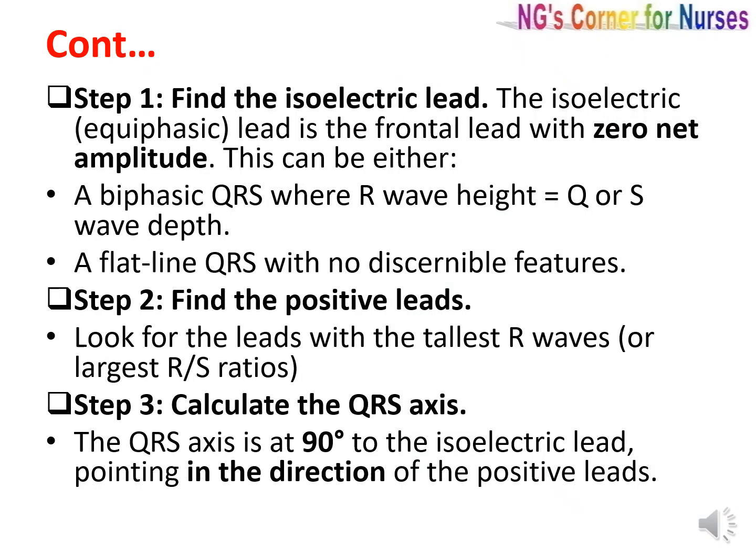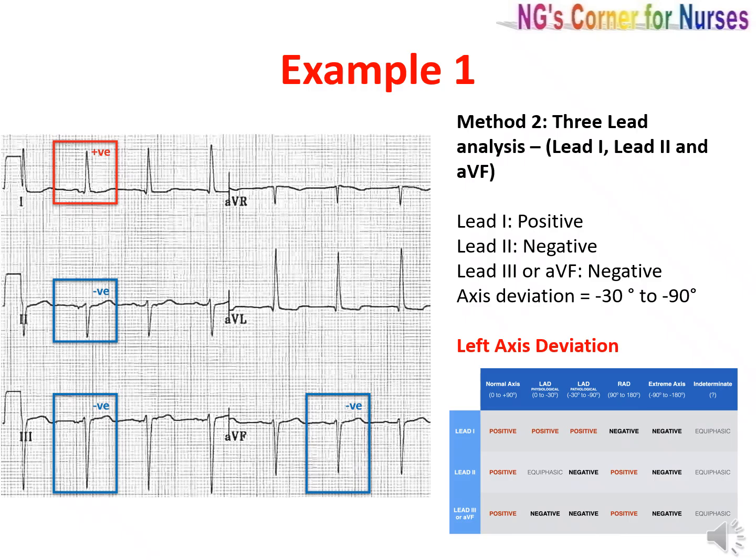These are the steps of determining the isoelectric lead method. Let's see an example. Here in this ECG, we will determine the axis deviation. We are using the second method, that is the 3 lead analysis method.